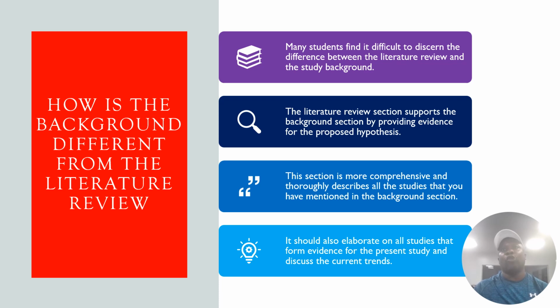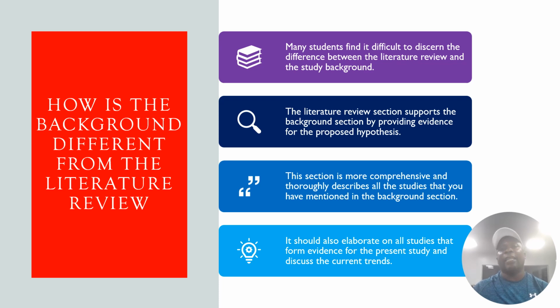So whenever you are writing the background to the study, you are just presenting a summary of the findings that you have found in the literature that relate to your aim and to your topic. In the literature review, you are now going into depth. You are elaborating on what happened, where it happened, where they found those things, and all other details. So it's very important for you to know that difference. Literature review section, versus the background section.